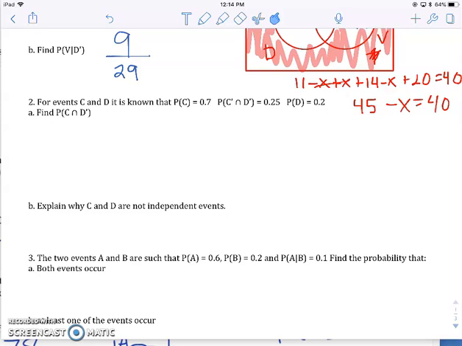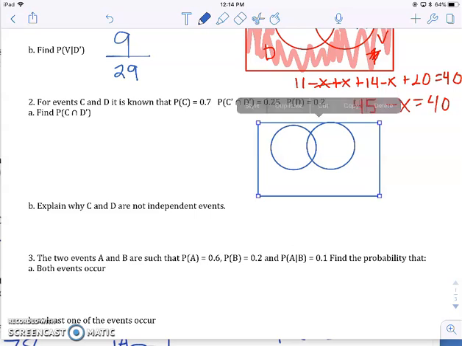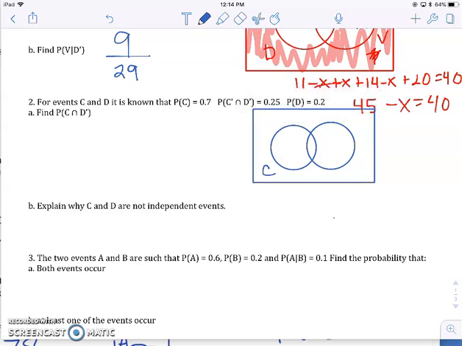The next one, for events C and D, it is known that the probability of C is 0.7, the probability of C and not D is 0.25, the probability of D is 0.2. So I'm going to try drawing a Venn diagram again. So we have C and D. So we know the probability of C and not D is 0.25 out here. So we have X again in the middle, 0.7 minus X, 0.2 minus X. Add these all together. Sorry, the writing is getting a little messy here.